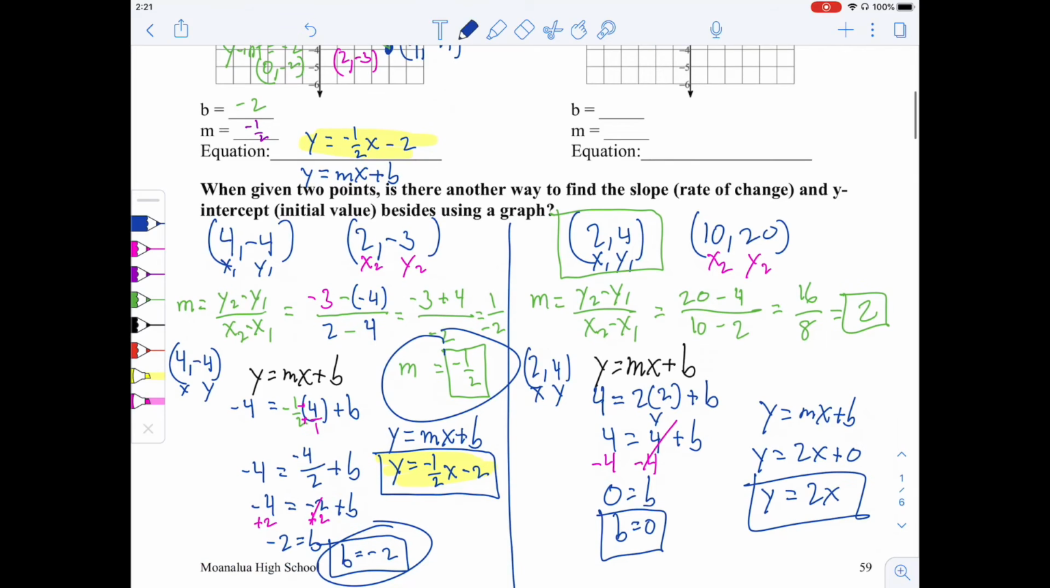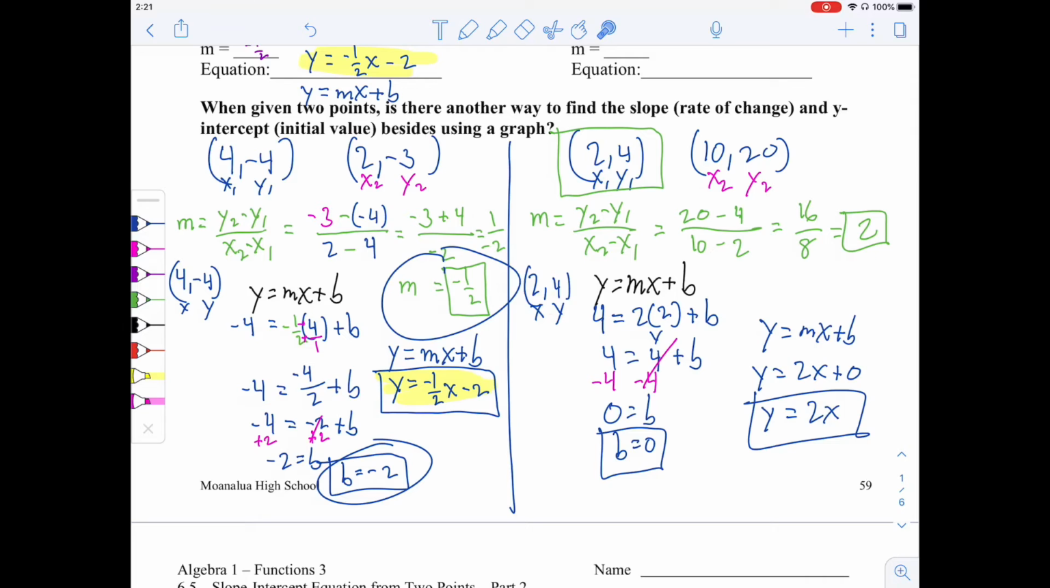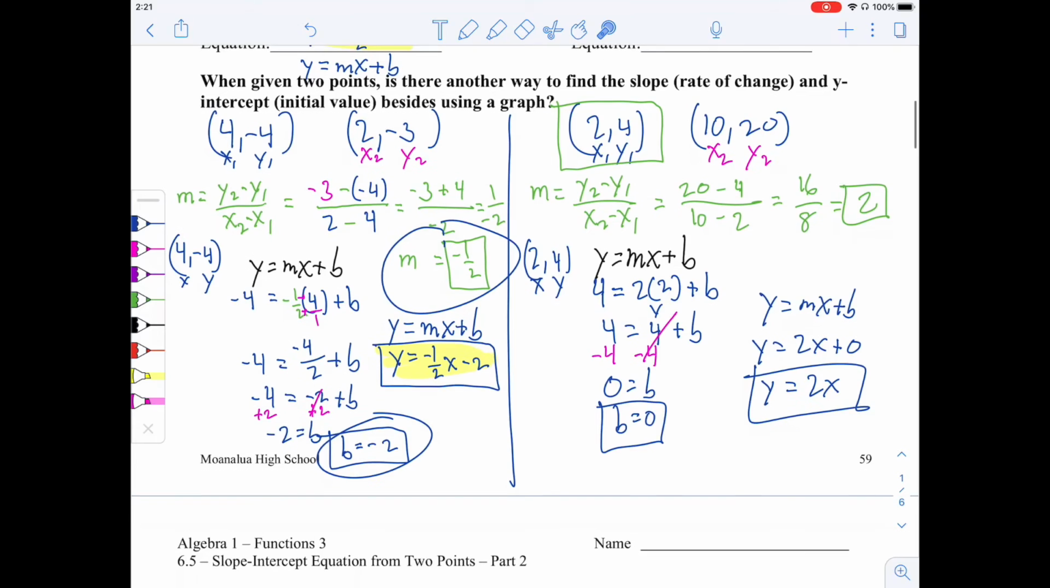So we don't actually need a graph to do this. Given 2 points, we can find the slope. Then we can substitute our slope and one of our points, either one, both of them will work, into our y equals mx plus b to solve for our y-intercept b. And then substitute that back into our equation.